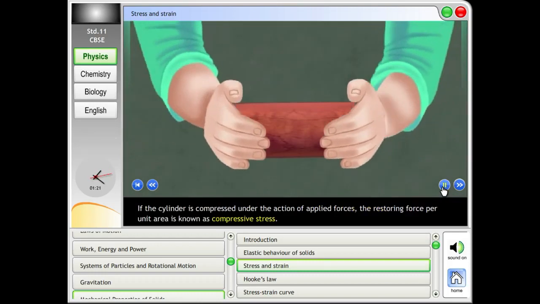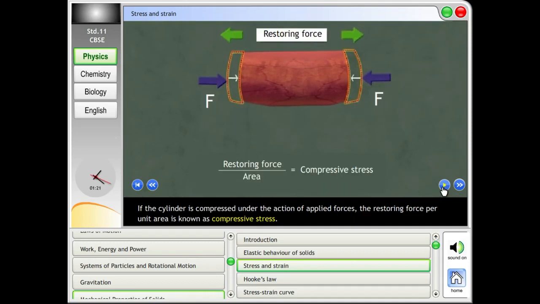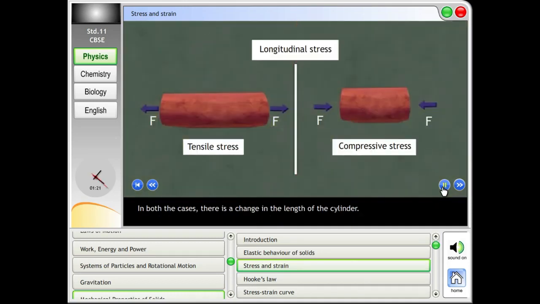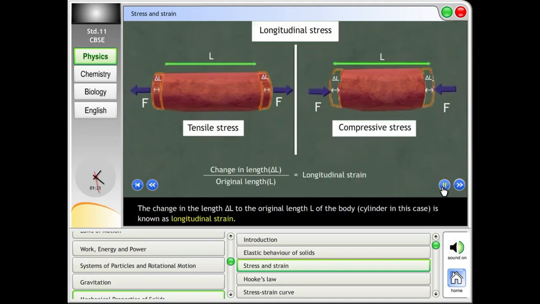If the cylinder is compressed under the action of applied forces, the restoring force per unit area is known as compressive stress. In both the cases, there is a change in the length of the cylinder. The ratio of the change in the length, delta L, to the original length, L, of the body, the cylinder in this case, is known as longitudinal strain.